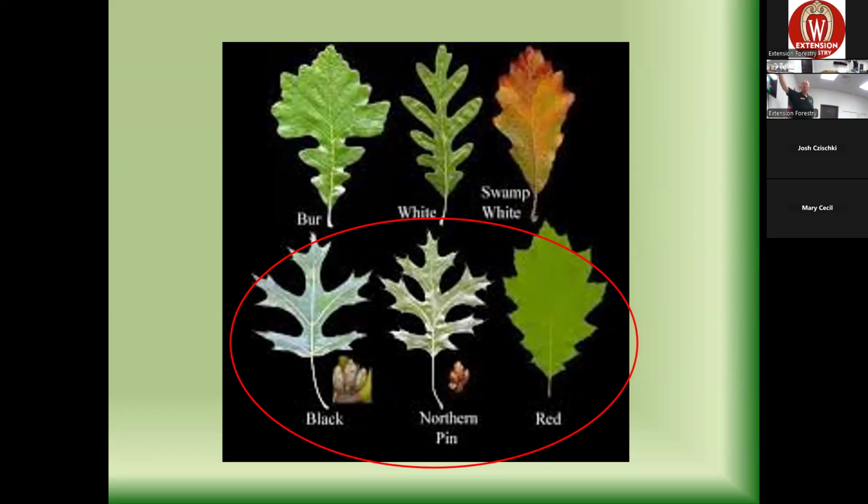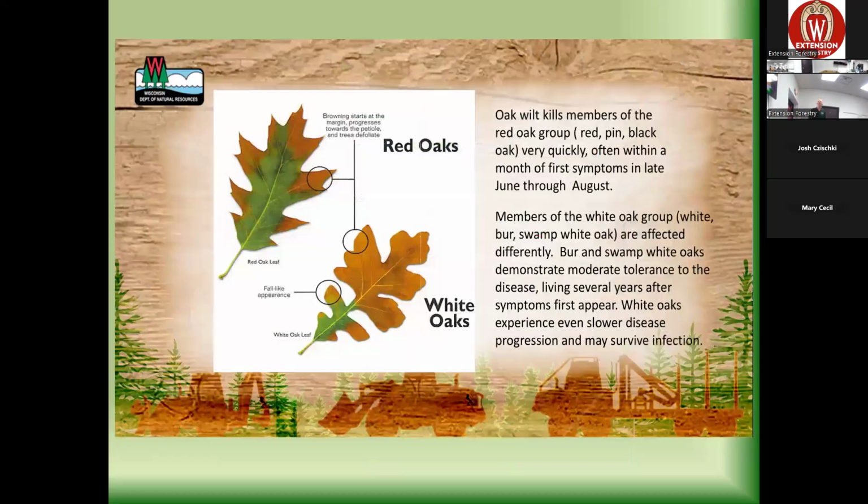The white oak family is a little bit different. The white oaks show differing levels of ability to tolerate oak wilt and still survive. White oak, being the best, has the best chance of making it. But in general, the white oaks that will die are going to take longer to die. It's not quite the rapid death sentence that it was with the red oaks, but they still have it.